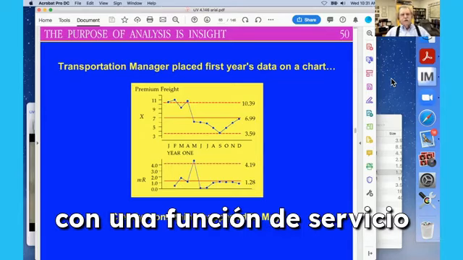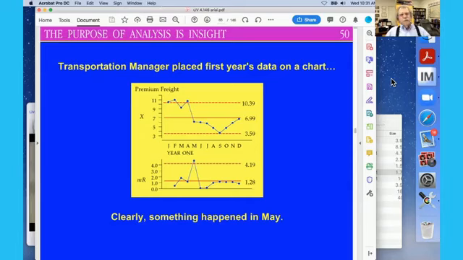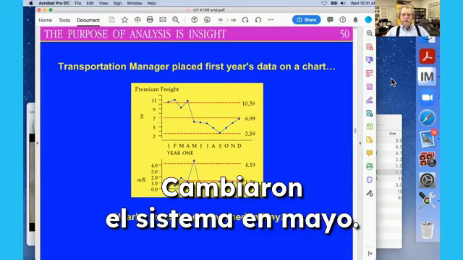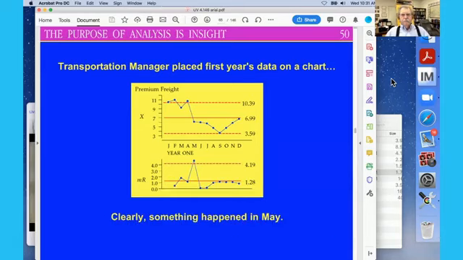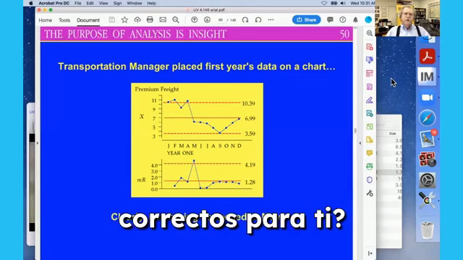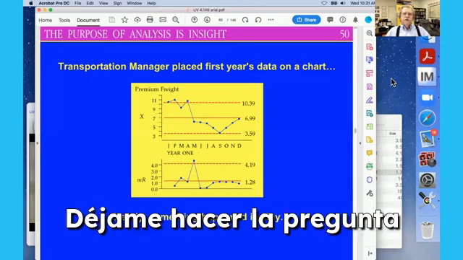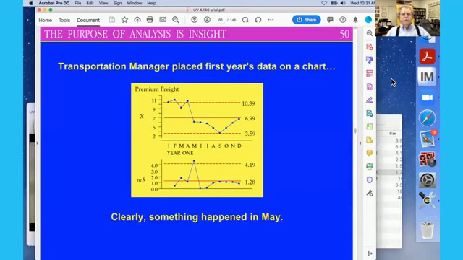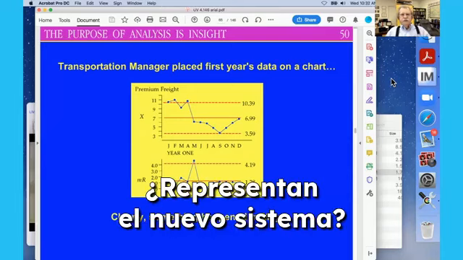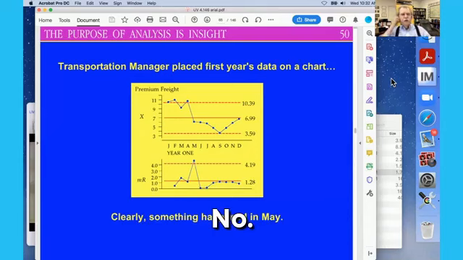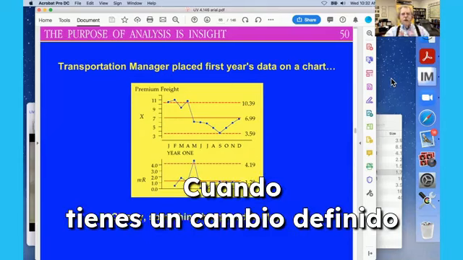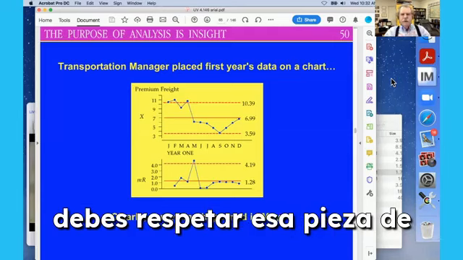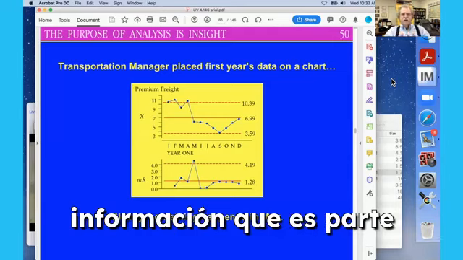Now, with a service function like purchasing, a new set of guidelines is a new system. They changed the system in May. So, are these the right limits to use? Let me ask the question differently. Do these limits represent the old system? No. Do they represent the new system? No. When you have a definite and known change in the process, you have to respect that piece of information. That's part of the context.